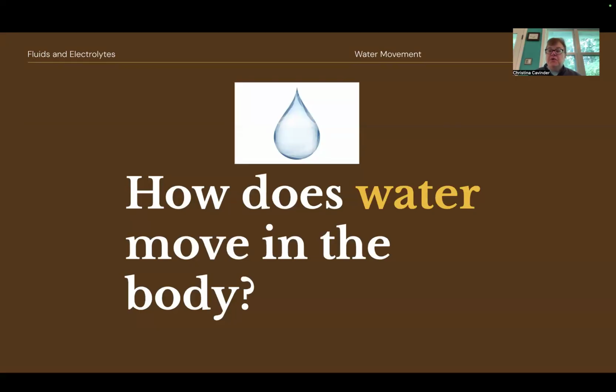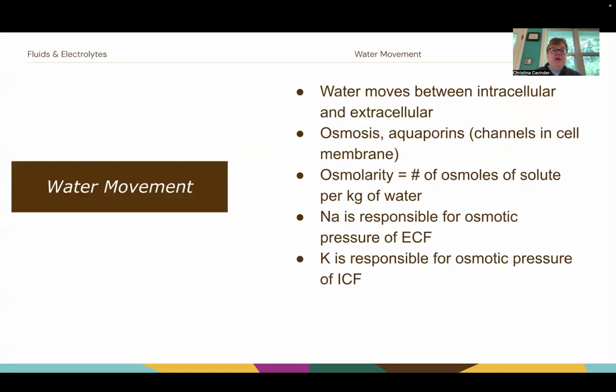So how does water move in the body? Water moves between the intracellular and the extracellular, so it's moving both ways. And the movement of water is osmosis. So osmosis is water movement. Some people will say diffusion, and diffusion is not water movement. Diffusion is solute movement. So your electrolytes are moving in diffusion.